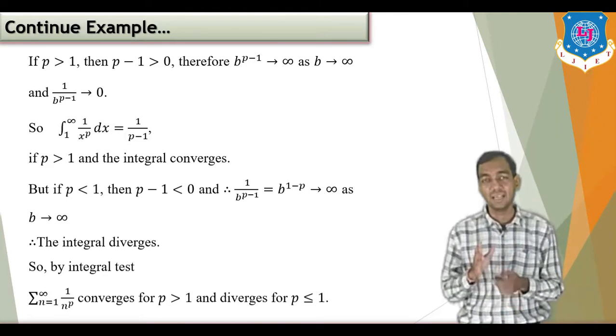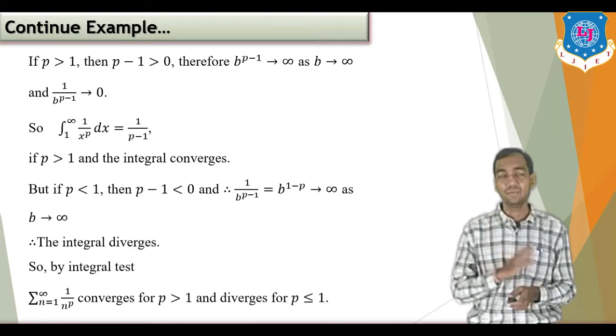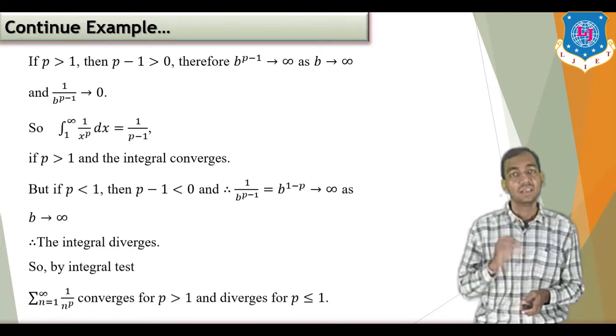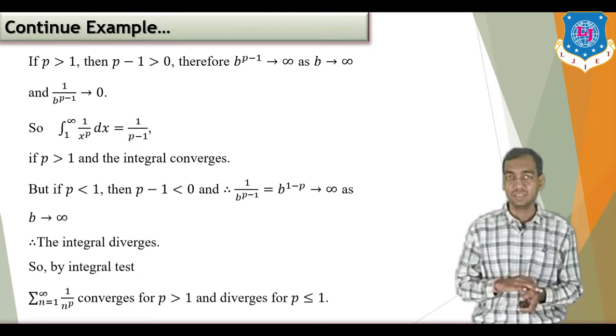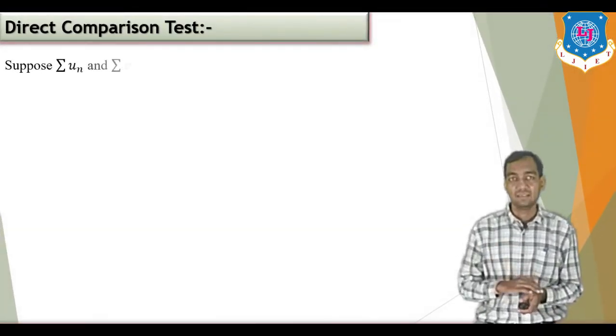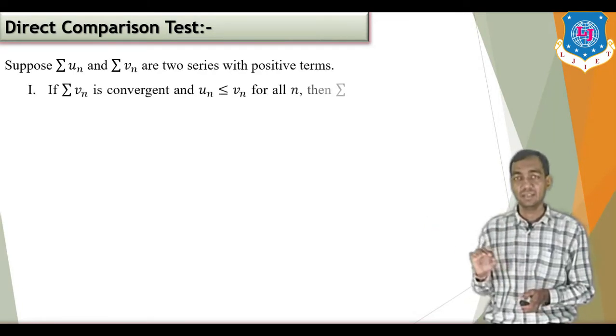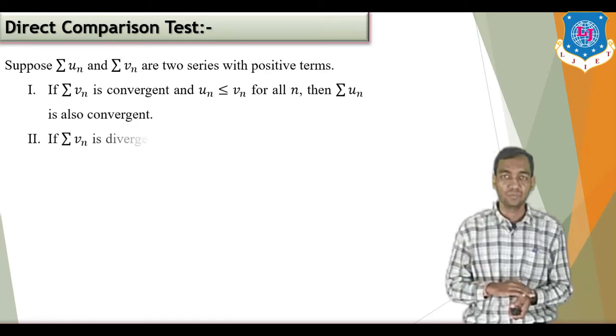That means now for any value which is less than or equal to 1, for all the values less than or equal to 1, the series is going to be divergent. So if we are going to summarize the P series, then the P series is going to be convergent for P greater than 1 and divergent for P less than or equal to 1.